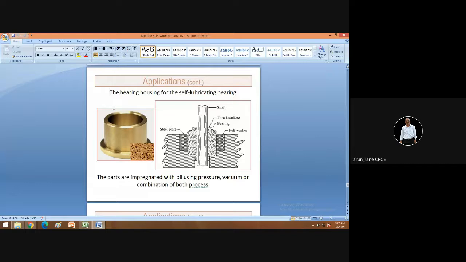So this is also a bearing which is manufactured by powder metallurgy process, in which this shaft is rotating. So you can see the porosity in this bearing.